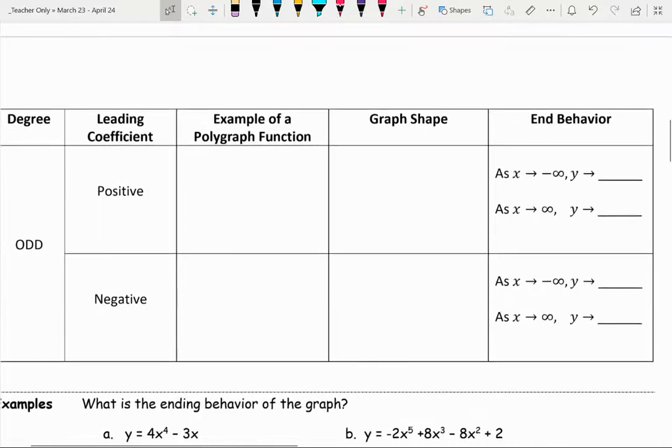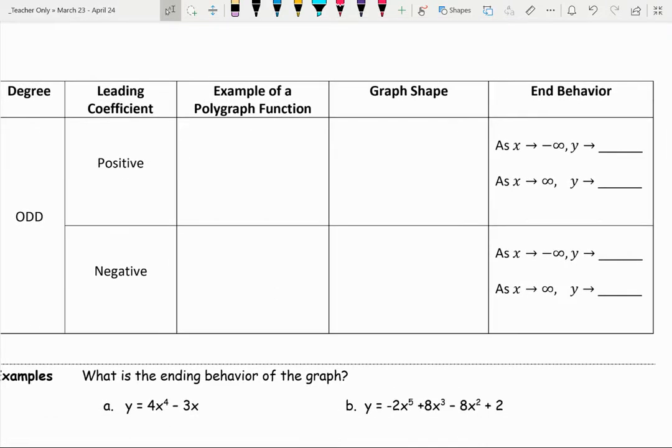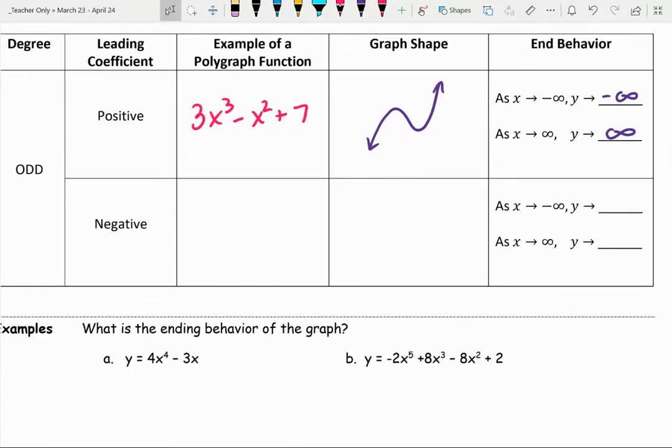Whereas if we have an odd degree, then our ends are going to go in different directions. So for instance, a positive leading coefficient, something like 3x to the third minus x squared plus 7. We have an odd degree, but a positive leading coefficient. This graph might look something like this. On the left-hand side, or as x goes to negative infinity, y is also approaching negative infinity. As x approaches infinity on the right-hand side, y is also approaching infinity. It is going up forever.